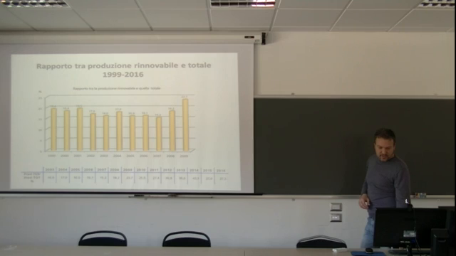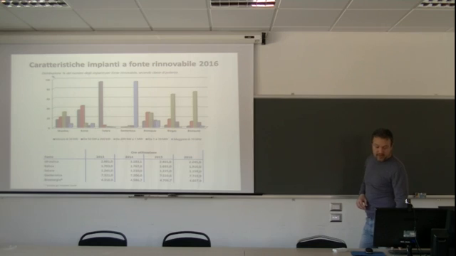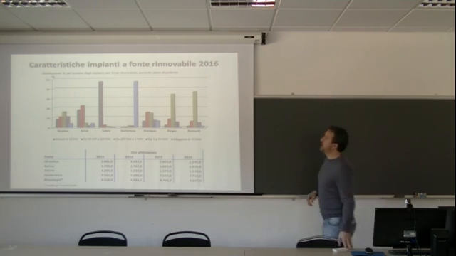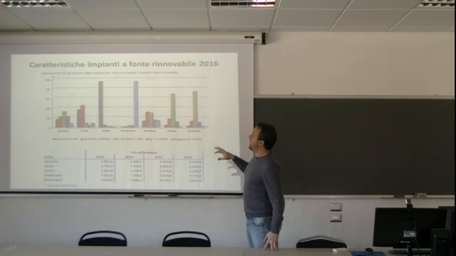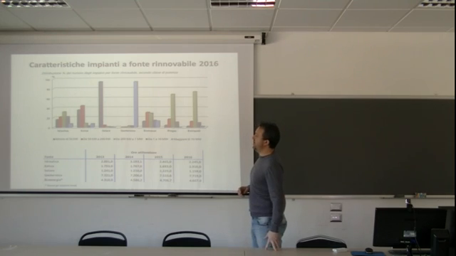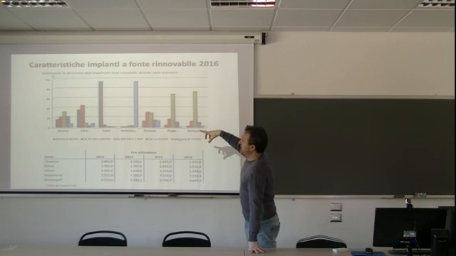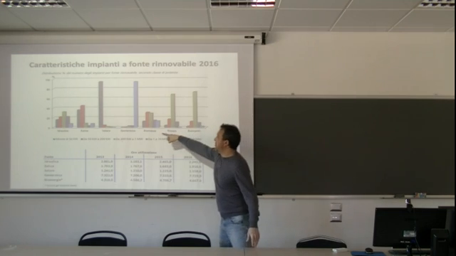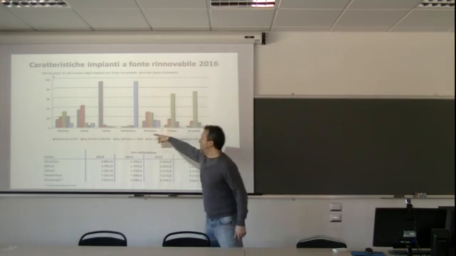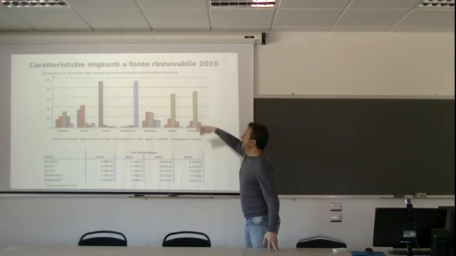Yes, these are similar pictures and table. Here are some characteristics of biomass or other renewable energy plants compared with the sites. And here you can see that, for example, for geothermal, all plants are more than 1 megawatt, of course.